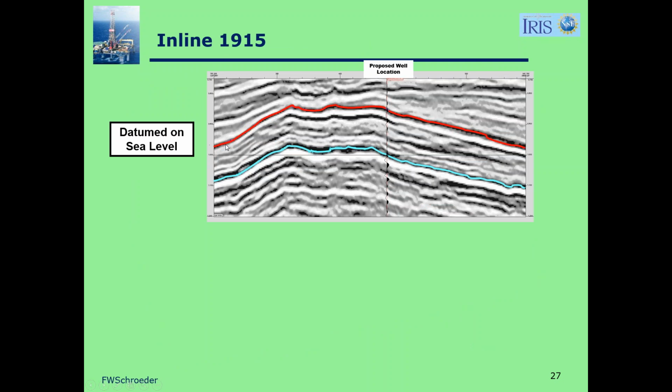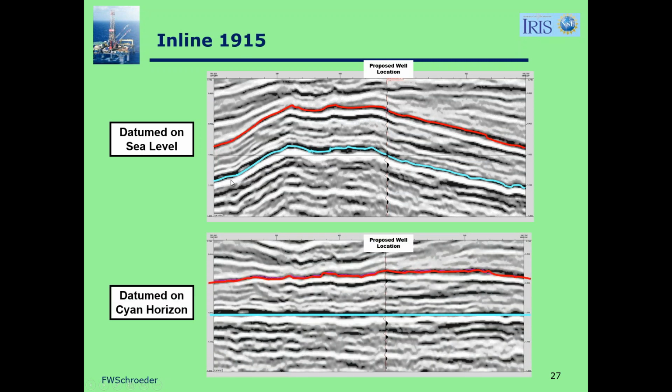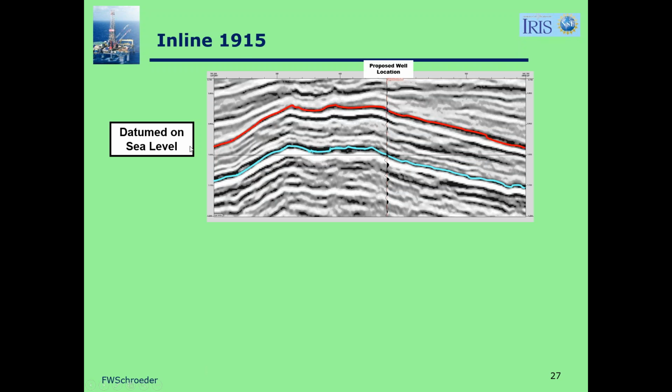1915. The red is the top of the Latrobe unconformity, which is equivalent to the top of my reservoir. The cyan is the base of the reservoir interval. What I've done, I've hit the click button a little too soon. I'm going to redraw this, and I'm going to flatten it so that this cyan horizon is horizontal. And so what I'm trying to do is take out post-depositional structuring and tilting.